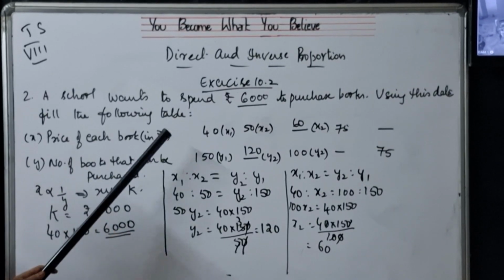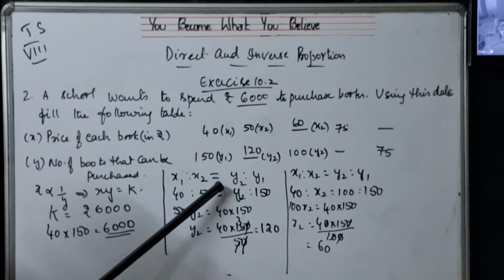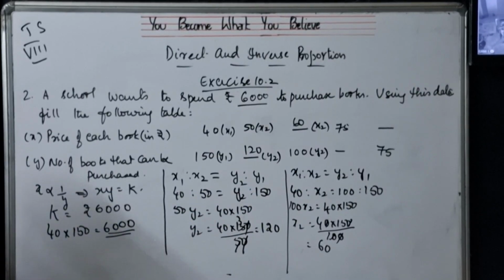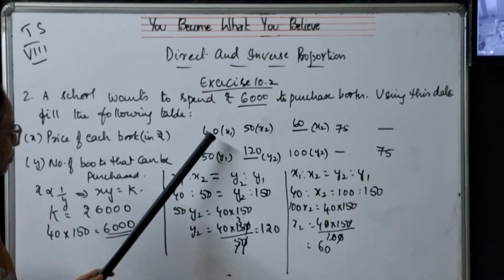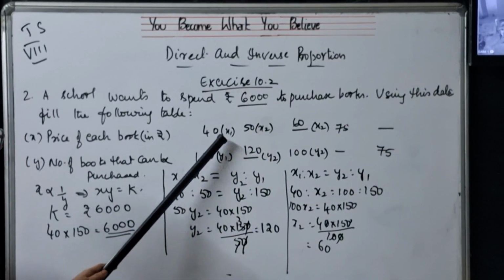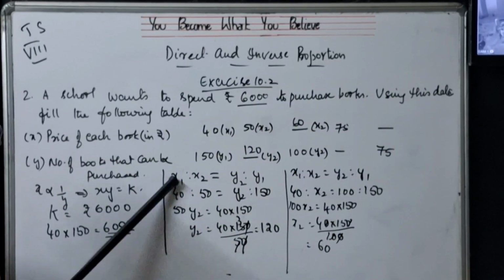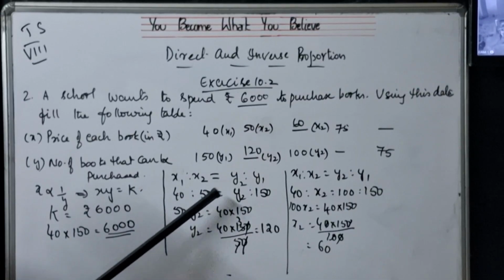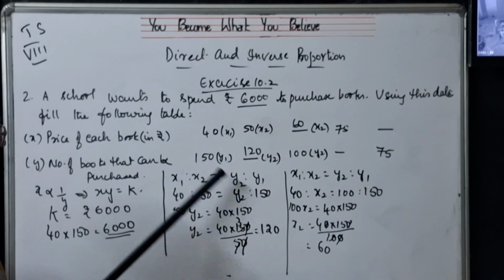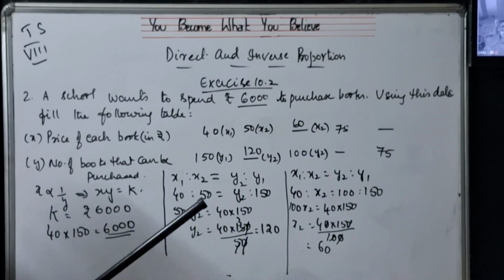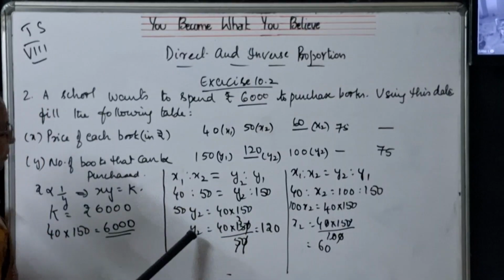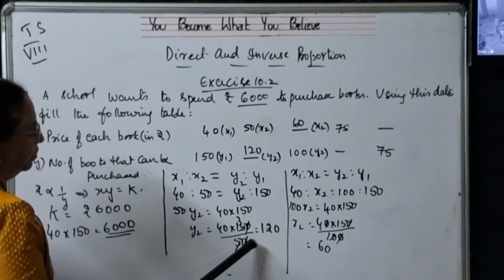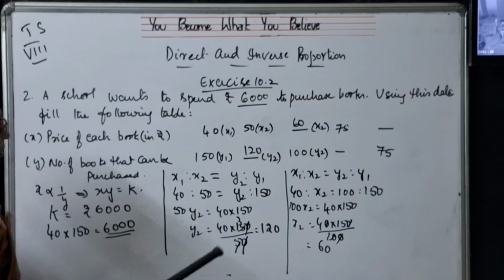Now, if they are in inverse proportion, x1 is to x2 is equal to y2 is to y1. This we know. So you consider these are all x values, these are all y values. So these two we are doing now. Having substituted those values, x1 40 is to x2 50 is equal to y2, which we don't know, is to y1 150. So product of means is equal to product of extremes: 50 into y2 is 40 into 150. y2 is 40 into 150 by 50. We are getting y2 value as 120.